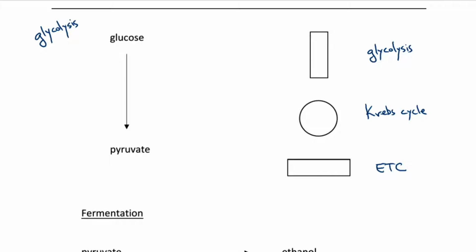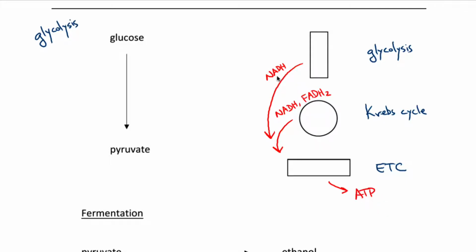Now, as we've said in a previous lesson, most of the ATP is generated in the electron transport chain as we have NADH and FADH2 coming from glycolysis and the Krebs cycle. And those are high energy electron carriers that are carrying energy and electrons from the breakdown of glucose to the electron transport chain, and then they are being used to make lots of ATP at the electron transport chain.